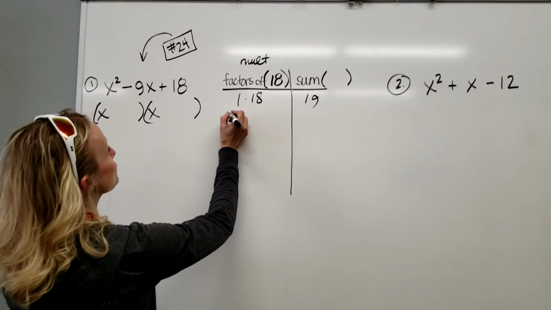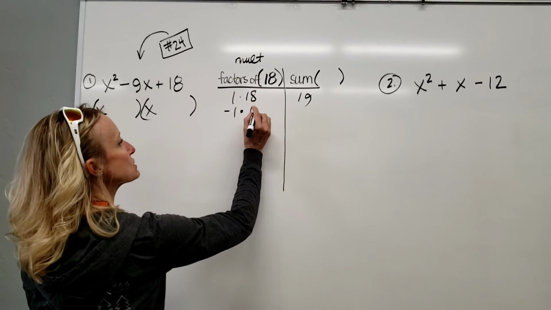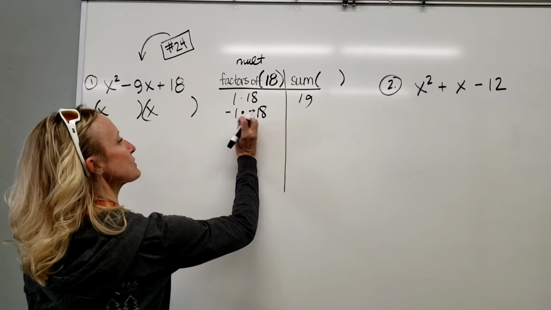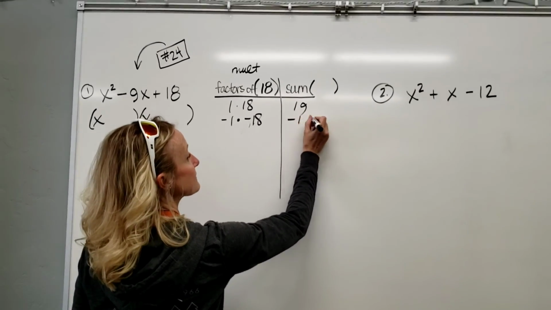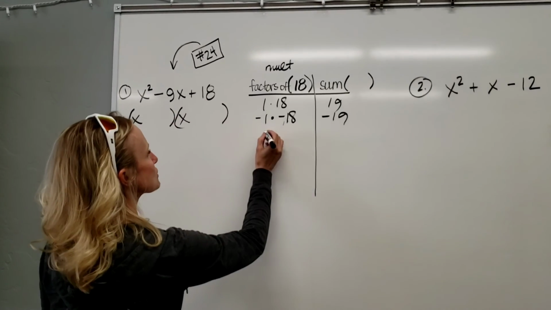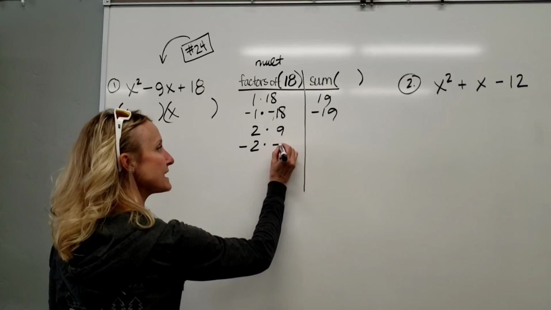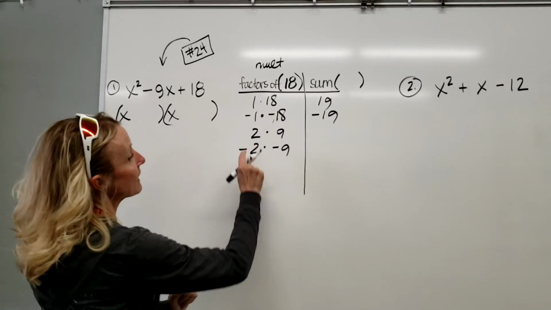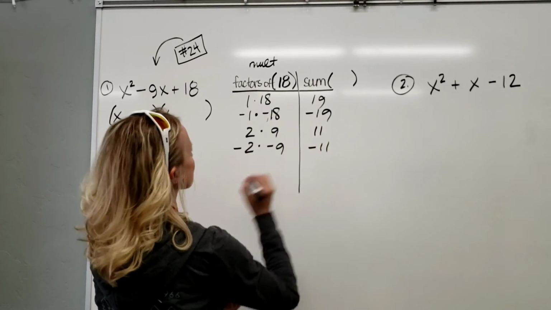So the other way to write this to equal a positive number would be multiplying two negative numbers together. So we've got -1 times -18. Now we've got -19. So we get a negative sum when we do that. So the other factors, we've got 2 and 9. We've also got -2 and -9. Both of those multiplied together get us a positive 18. But when we add those across, we have 11 and -11. So we're still not there yet.